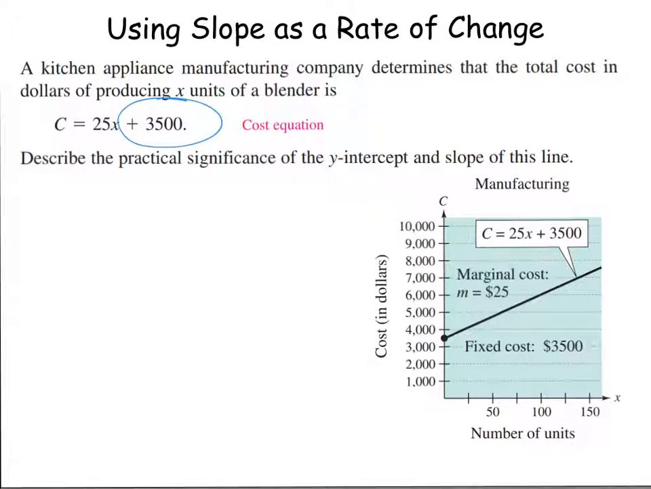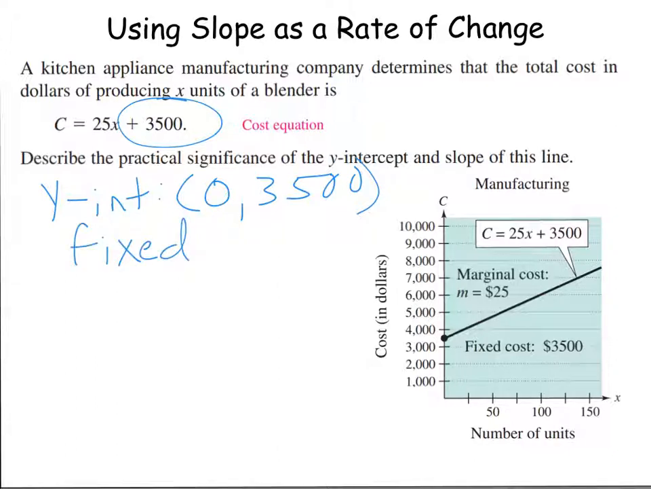Your y-intercept is right here. Now, really what I want you to think hard about is x is always 0 at the y-intercept. Okay, so this 3,500, it's a y value, so it represents cost. But specifically, it's the cost when no blenders are being produced. Probably the most succinct way to describe it. It's your fixed cost. Okay, this company is going to take on $3,500 of expenses, even if they aren't producing a single blender. Okay.